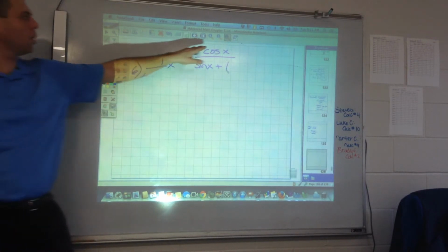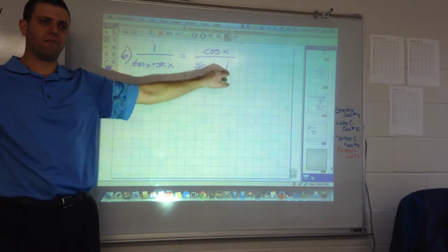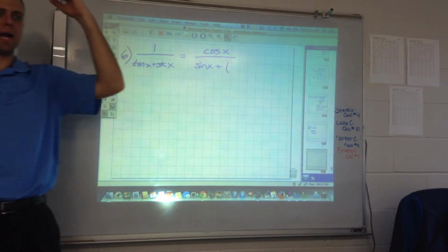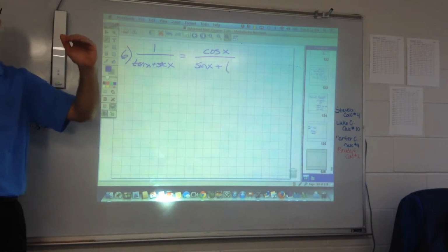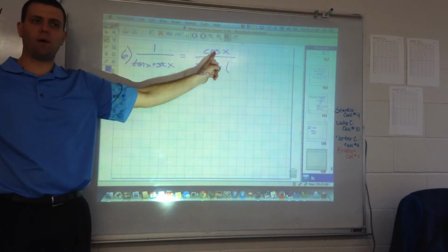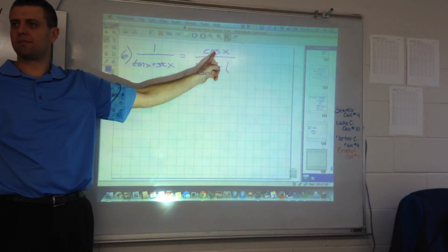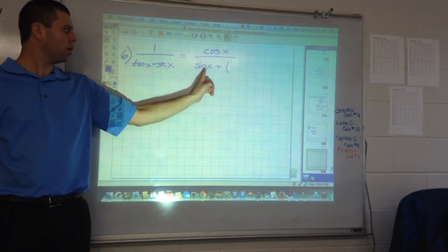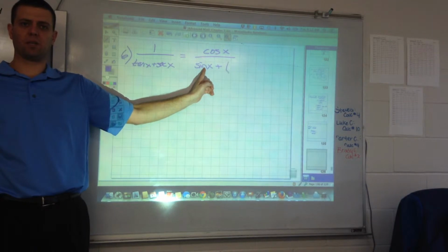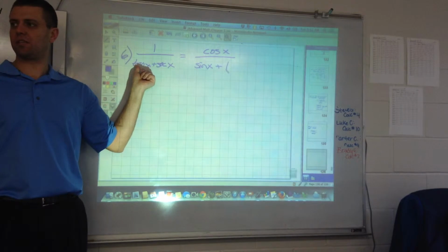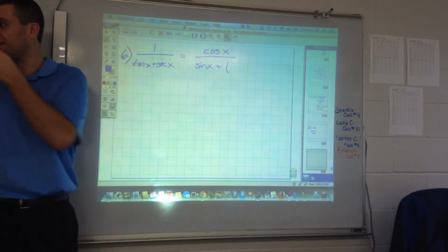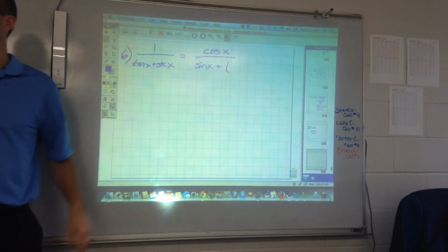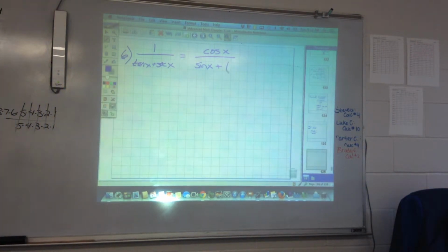He would multiply the top and the bottom of the fraction here by 1 over cosine x. When you multiply this by 1 over cosine x, what do you get? 1. When you multiply this by 1 over cosine x, what do you get? Tangent, because you get sine x over cosine x, which is tangent x. And then you take this times 1 over cosine x, and you get secant x. So that's pretty good. Okay.